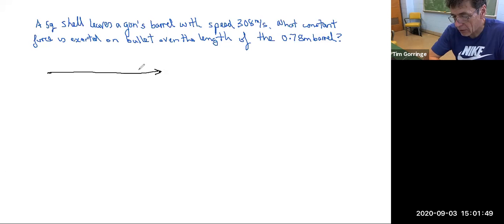Here's the bullet traveling along the length of the gun. It's the bullet traveling down the barrel of the gun. The bullet's mass is 5 grams, which is 5 times 10 to the minus 3 kilograms, because there are 1,000 grams in a kilogram. The bullet starts out at rest, and so v naught is 0, and the bullet reaches a speed of 308 meters per second.